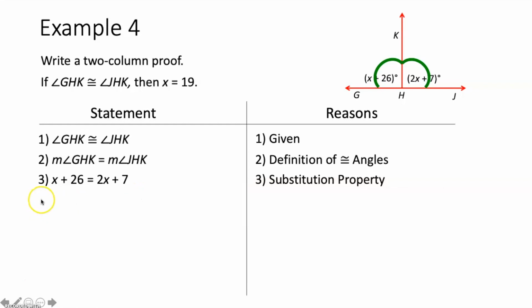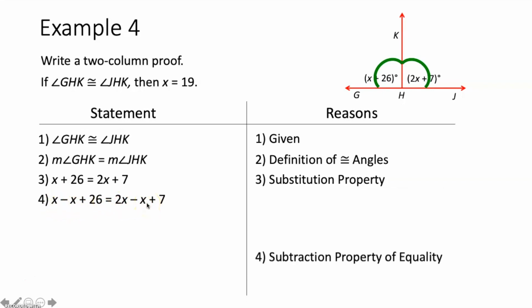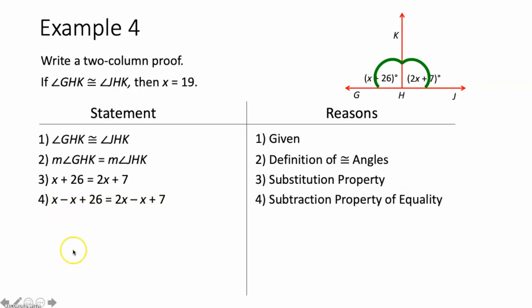Here, what we can do next is we can solve for x, because that's what we're trying to do. So to solve this for x, there's multiple different ways you could solve this for x. You could subtract x on both sides. You could subtract 2x from both sides. You could subtract 26 from both sides. You could subtract 7 from both sides. I am going to subtract x from both sides of the equation. Anytime you do something to both sides of an equation, that's a property of equality. And since it's subtraction here, that would be the subtraction property of equality. Next, what we can do is we can simplify this. I can take x, subtract x, those cancel each other out.